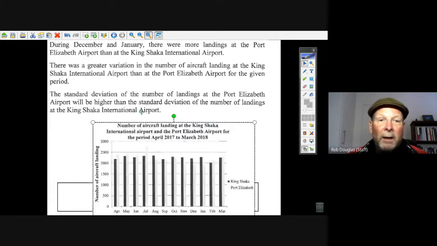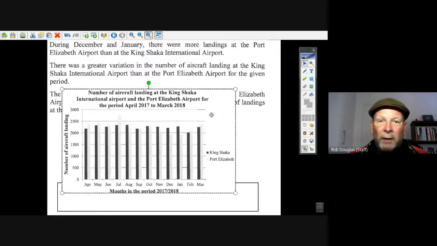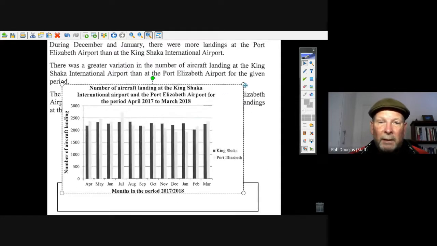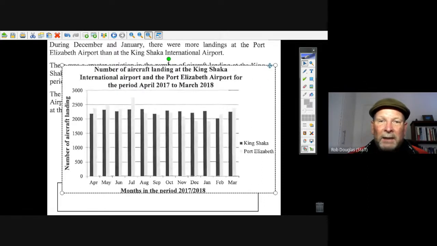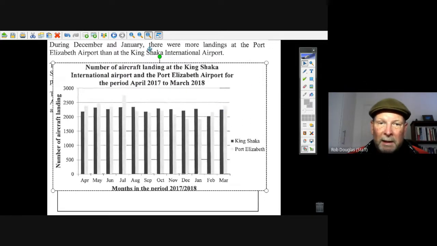Okay, let's take a look. There was a greater variation in the number of aircraft landing in King Shaka than there is in Port Elizabeth. There is a greater variation in the number of aircraft landing during the given period. You know, this given period, you might think, well, it refers back to this period here of these 2 months, but it just wouldn't make any sense, the question. A greater variation in King Shaka than Port Elizabeth. Well, it wouldn't make any sense if they were talking about the period previously here. They're talking about the whole period from April to that.